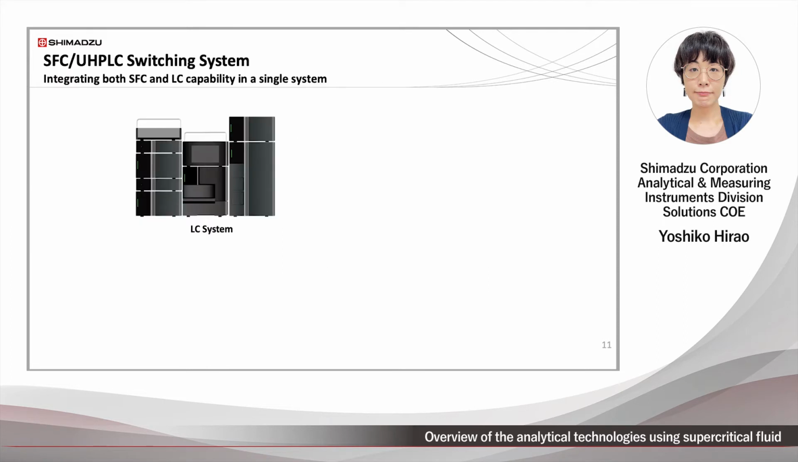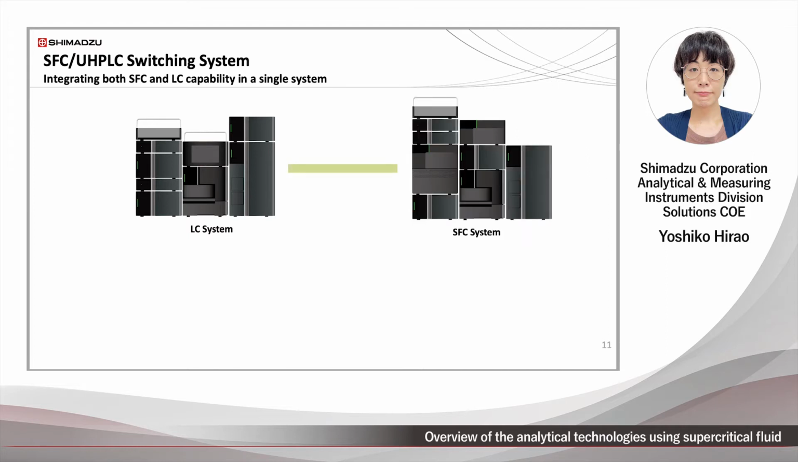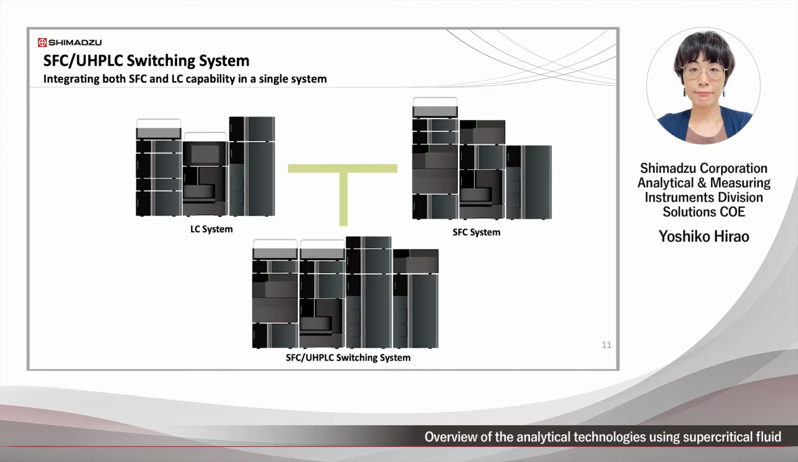By adding a pressure regulator to an LC system on its own, it can become an SFC system. And you can also use a single system by switching between LC and SFC.